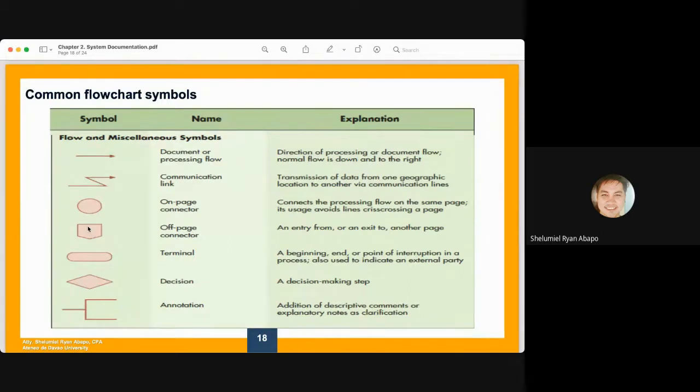We also have a terminal, and then the decision making, which is the diamond, and then we have the annotation, which is basically a description of comments or explanatory notes as clarification. Note that in decision making, for say this diamond, one side will connect to the no, and the other side will connect to the yes, because there are only two decisions to be made, either to push through, which is the yes, or to back out or not to push through, which is the no. So that's how the decision making step is shown in your flowchart.